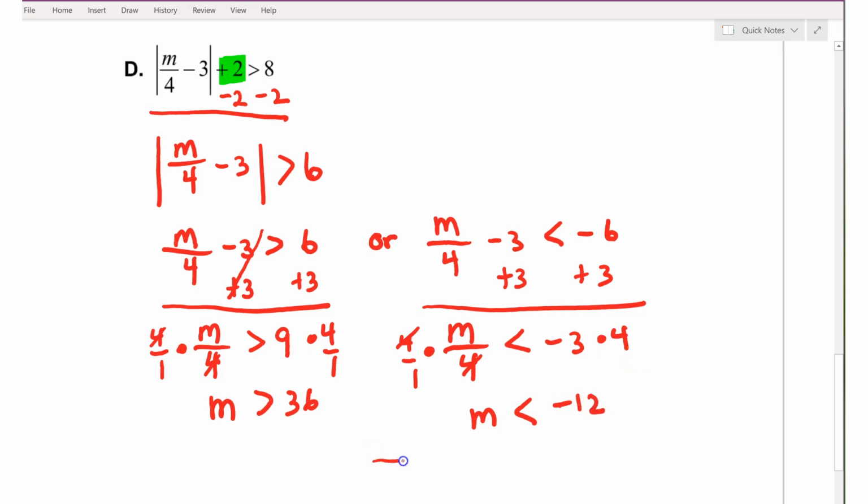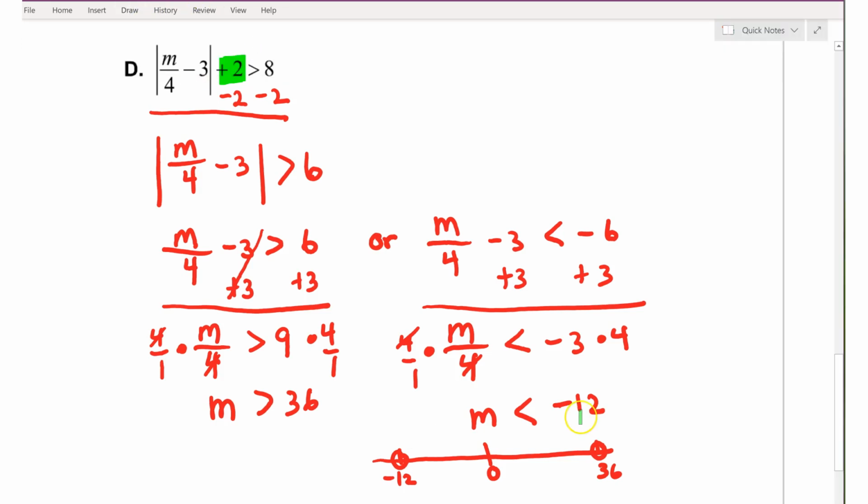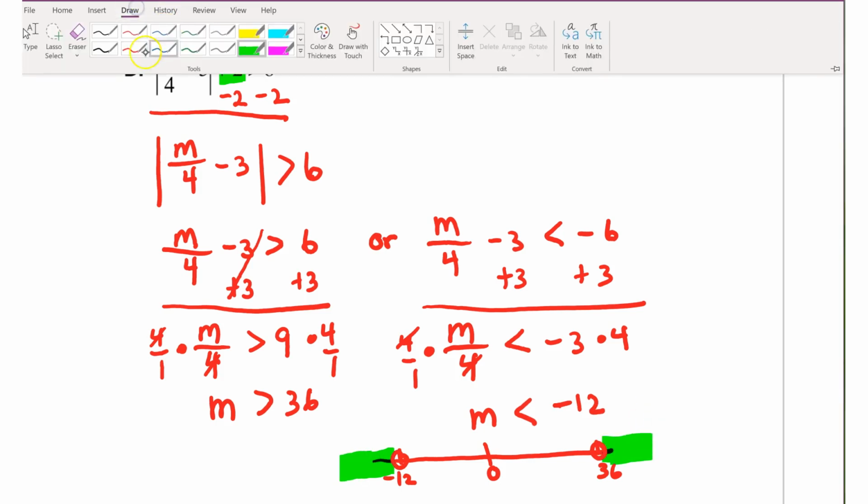So our solution is you have negative 12 on this side, you have 0, you have 36 on the right side. Open circle. Why open circle? Because it's not equal to negative 12. So this is less than, and this is greater than.